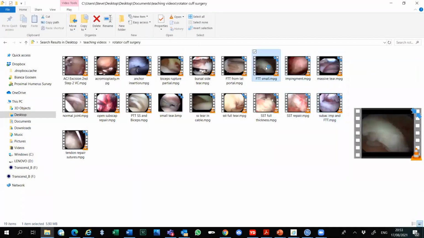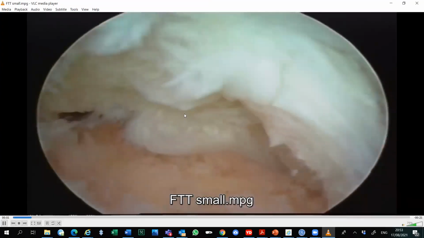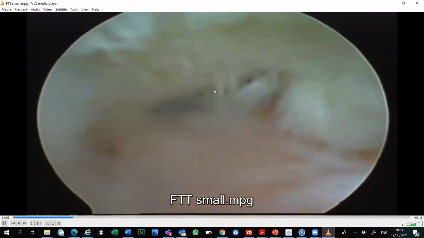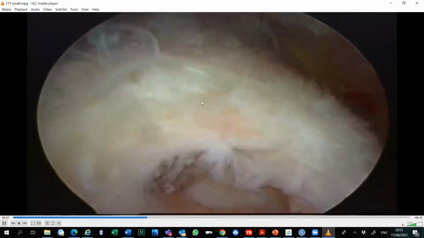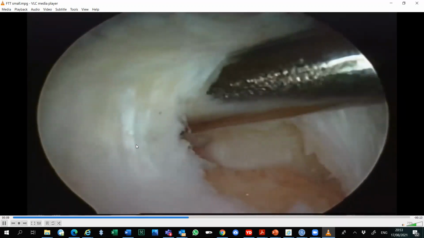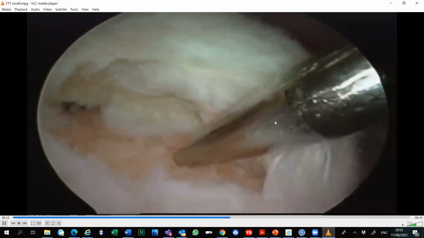So if you have a look at this, this is from a lateral portal. You can see this is a supraspinatus tear. This is a stable, degenerative tear. You can see the tendon changes, supraspinatus here, infraspinatus, and that's the size of a pencil.